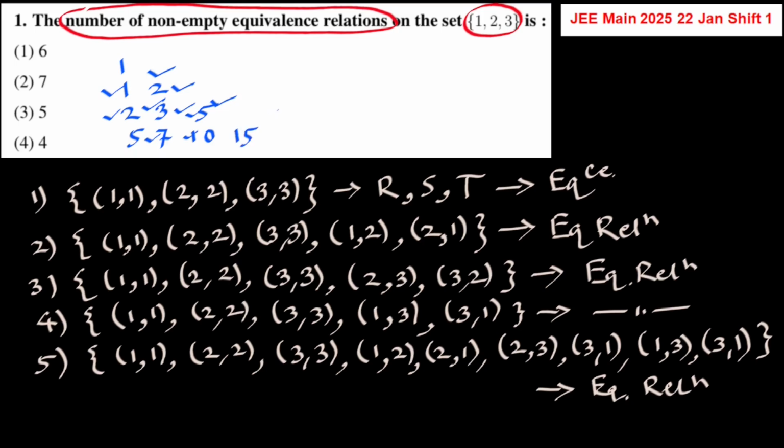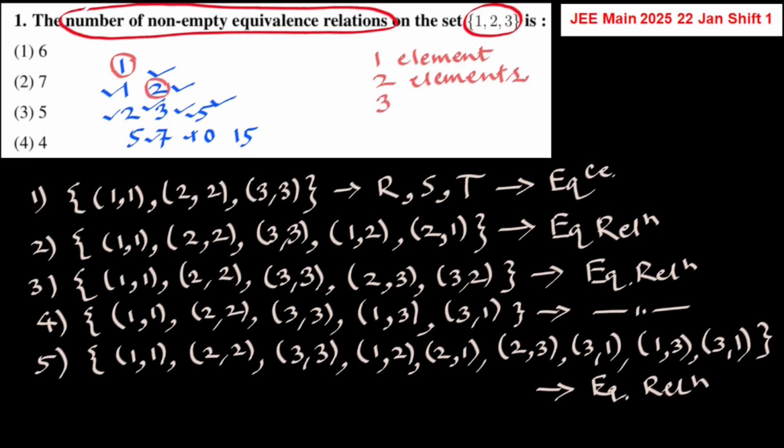You can go on like that, and depending upon the number of elements in the set, you can find out the number of equivalence relations that can be formed out of them. So if there is one element in the set, then the number of equivalence relations is 1. If there are two elements in the set, then the number of equivalence relations is 2.